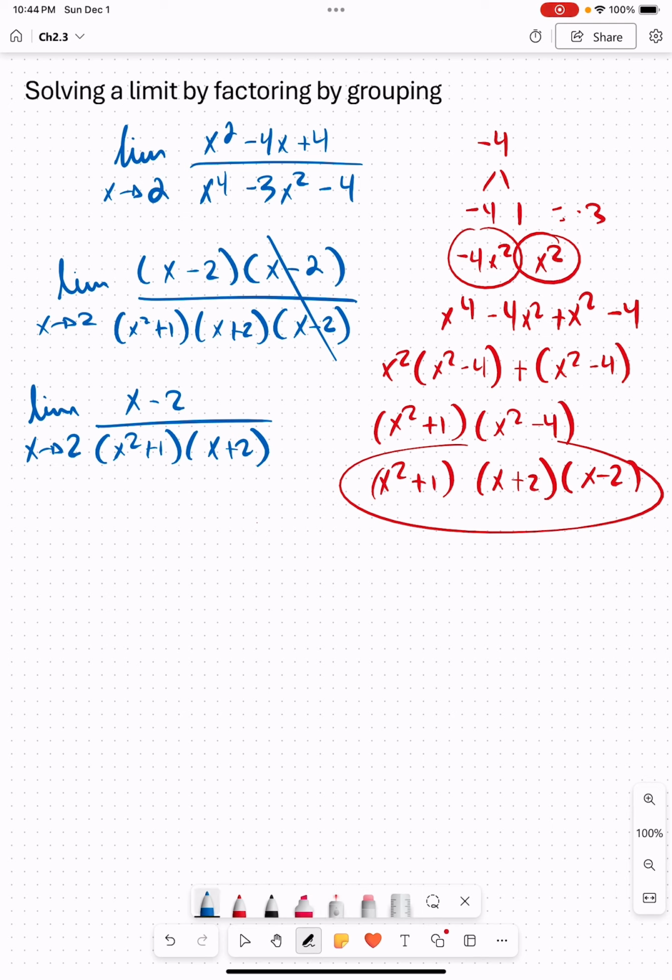And let's substitute the 2. So we know that it's going to be 0 on top. And in the bottom, after you've substituted all the values, you're going to get 20. And so then 0 divided by 20 is just 0. So that is the answer to this question.